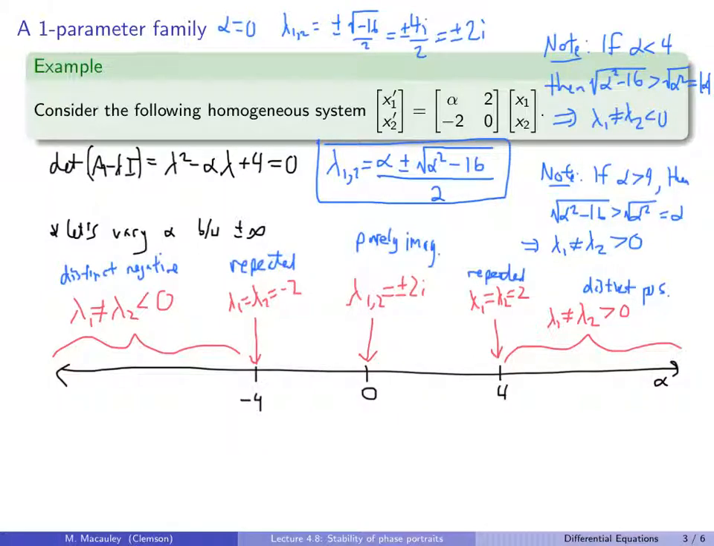And the last thing we need to do is figure out what the heck happens in here. So when we're in here, let's see if I can fit it up here. If alpha is between 0 and 4 properly, then alpha squared is less than 16.